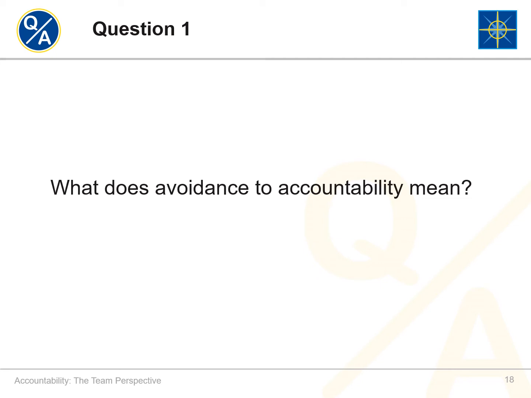Over the next few slides, we are going to cover a few questions for you to consider. In your workbook, please write down your thoughts and ideas that come to mind when you think of these questions. First question, as you can see on the screen. What does avoidance to accountability mean? Please answer this question from your perspective. Please pause the video and write down your thoughts. When you are ready to continue, please restart the video.